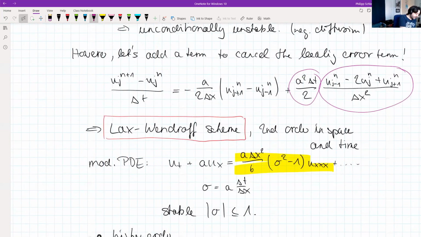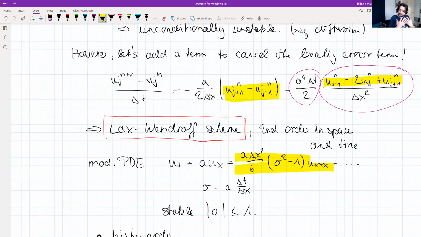The second thing is it's actually a scheme that is symmetric. So my stencil here is central differences in space for the first derivative, but it's also central differences in space for the second derivative. That means I do not have an upwind scheme. It's not doing upwinding in any direction, not from the left, not from the right.